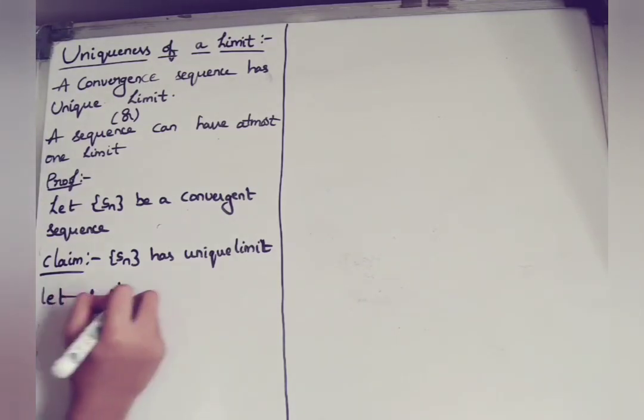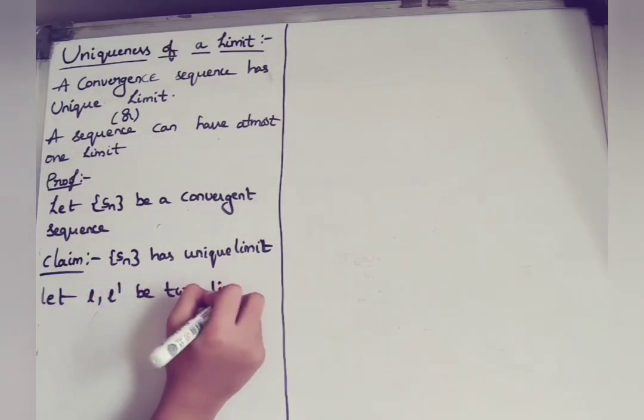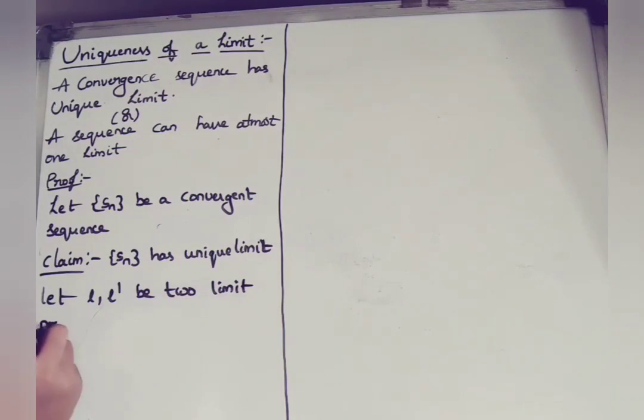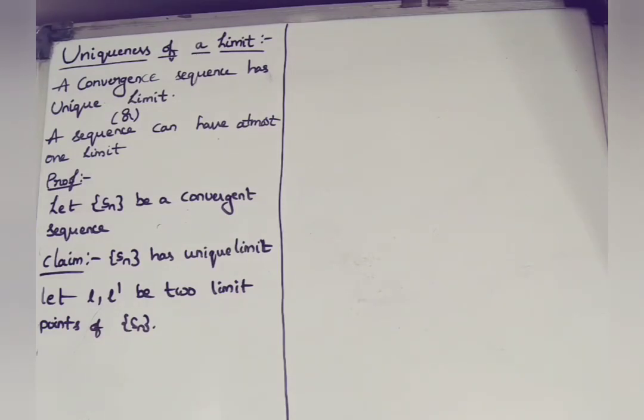Let L and L dash be two limit points of the sequence Sn. Why am I considering two limit points? Because we need to prove uniqueness, right? So I am considering two limit points. Finally, we need to prove those two limit points should be equal. Okay.